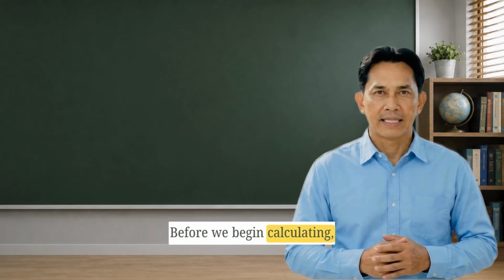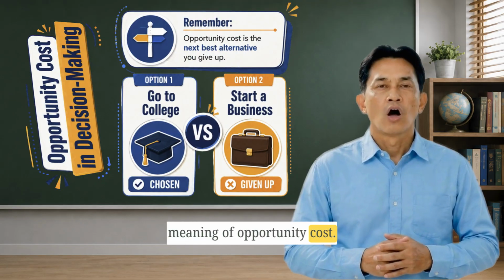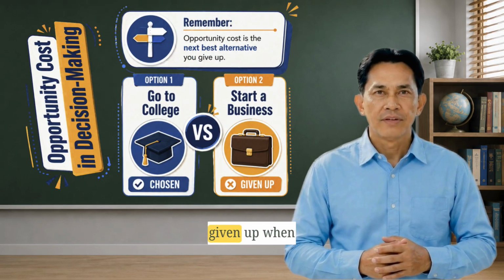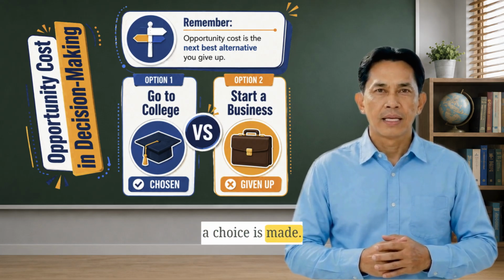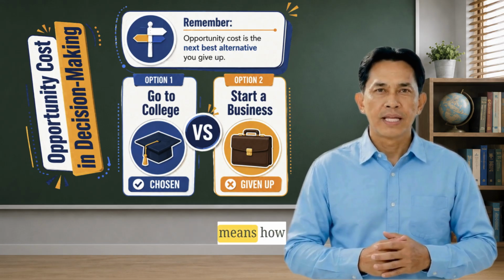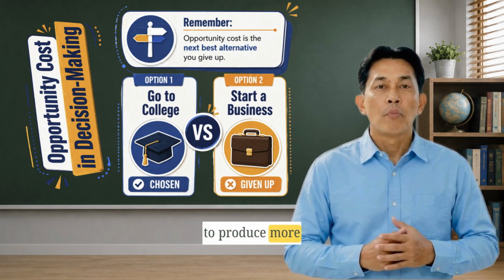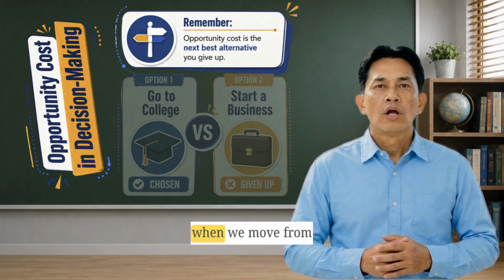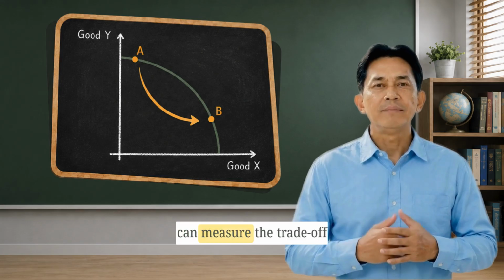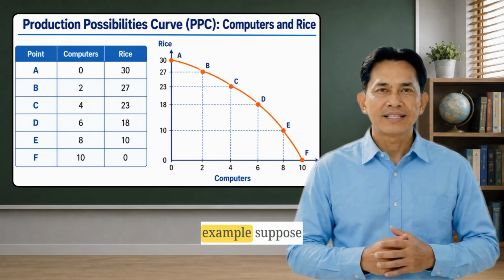Before we begin calculating, let's quickly review the meaning of opportunity cost. Opportunity cost is the value of the next best alternative given up when a choice is made. In PPC analysis, opportunity cost usually means how much of one good must be given up to produce more of another good. So, when we move from one point to another point on the PPC, we can measure the trade-off between the two goods. Let's use a simple example.